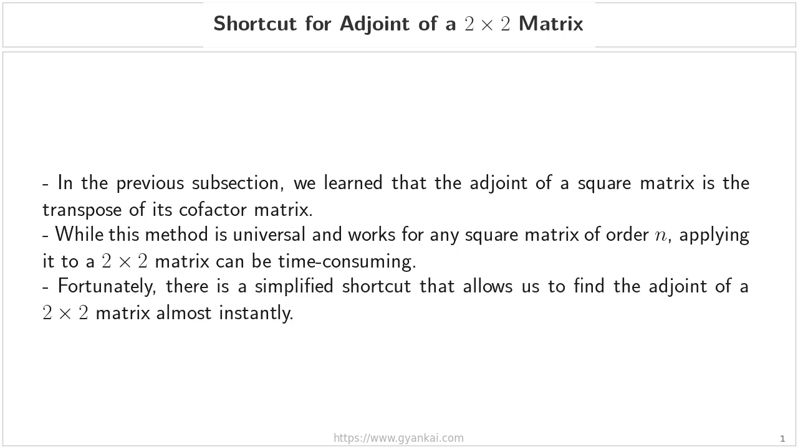But here is the good news. Fortunately, there is a much more efficient, simplified shortcut. This method allows us to find the adjoint of a 2x2 matrix almost instantly, without having to go through the long-form cofactor process. In the next few slides, I will show you exactly how to apply this trick.